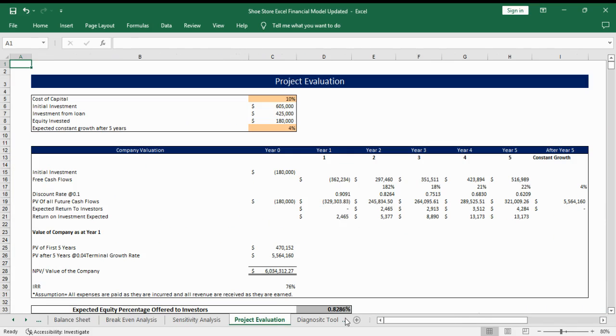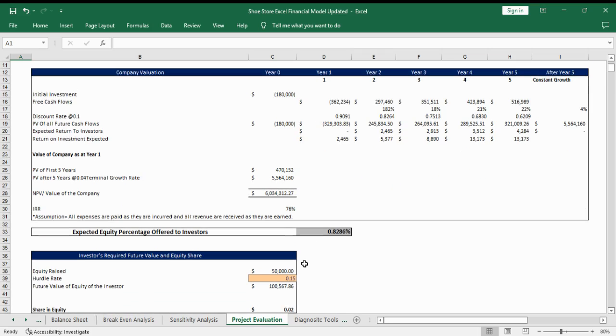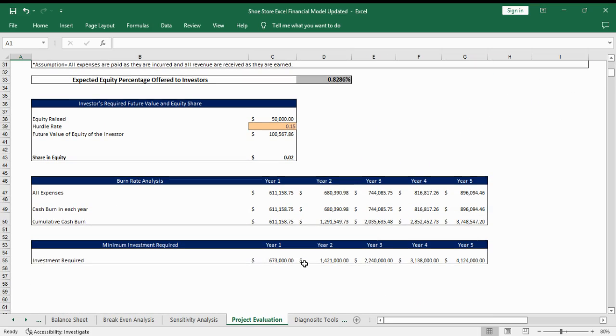Project evaluation calculates the total net present value of the business based on free cash flows, cost of capital, and a terminal growth rate. It also gives you the internal rate of return, burn rate analysis, and minimum investment requirement.